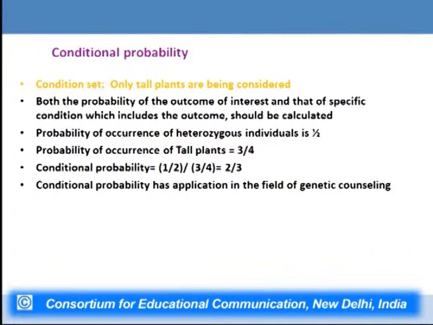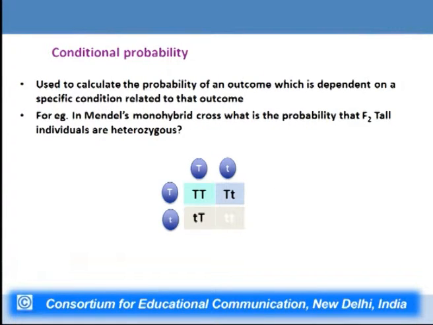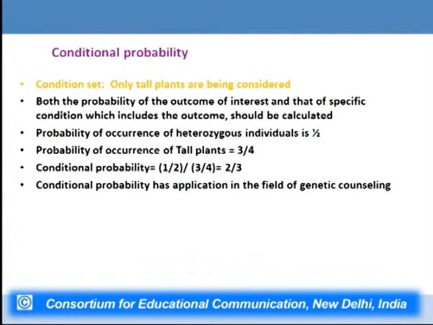The probability of occurrence of heterozygous individuals is 1 by 2 because both the parents are heterozygous. Secondly, the probability of occurrence of tall plants is 3 by 4, as we saw in the Punnett square. 3 out of 4 individuals will be born tall. The conditional probability for this particular event, that is the tall plants are heterozygous, can be calculated by dividing the probability of occurrence of heterozygous individuals by the probability of occurrence of tall plants, which is 1 by 2 divided by 3 by 4, which leads to a probability of 2 by 3.